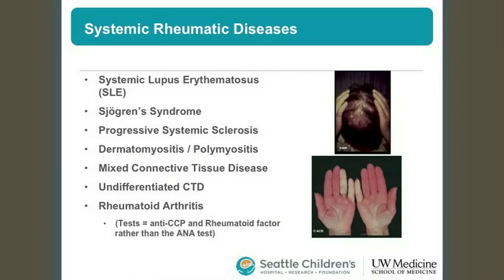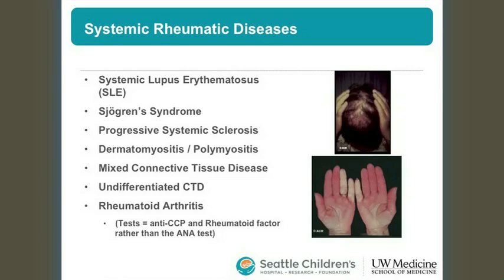This is a list of the systemic rheumatic diseases. Lupus is considered the prototype. Sjögren syndrome, autoimmune dry eyes and dry mouth, progressive systemic sclerosis, dermatomyositis, polymyositis, mixed connective tissue disease, undifferentiated connective tissue disease, and rheumatoid arthritis. ANA testing is valuable for all of these, except for rheumatoid arthritis, which uses a different series of tests, the anti-CCP test and the rheumatoid factor, rather than the ANA test.